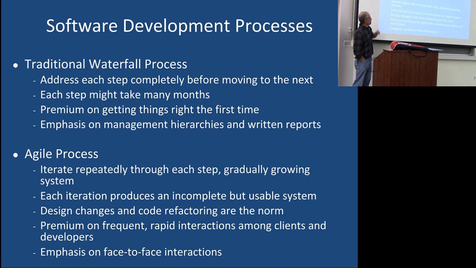Nowadays, you read a lot about agile, hear a lot about agile processes. The idea here is you still follow the same thing. You've got to figure out what you're going to build and how you're going to build it, and you've got to build it and test it. But instead of doing this over a period of 6 months for each step, the whole process happens in a week or two.